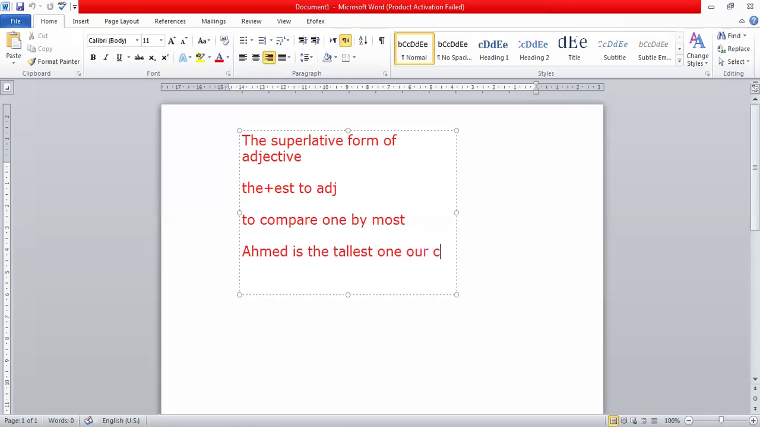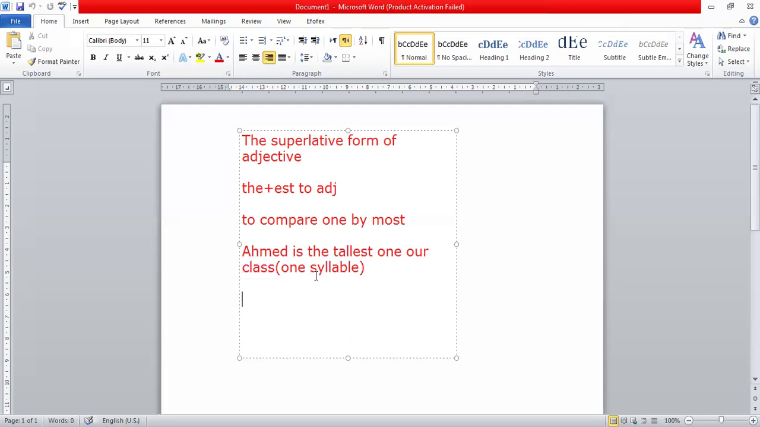Okay, this is the superlative. So I compare Ahmed with what? I compare Ahmed with his colleagues. So Ahmed is the tallest one in our class. No one is taller than Ahmed. This is the superlative, and this is so for adjectives of one syllable. Okay, one syllable.